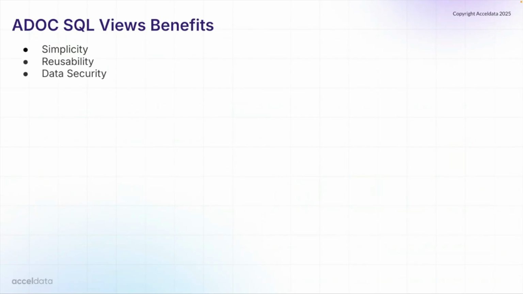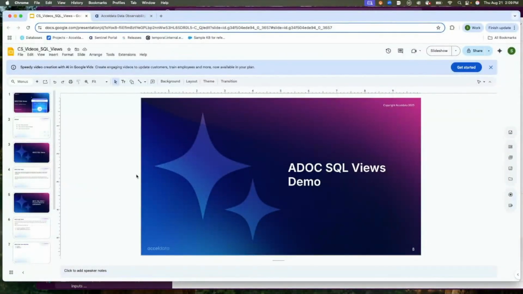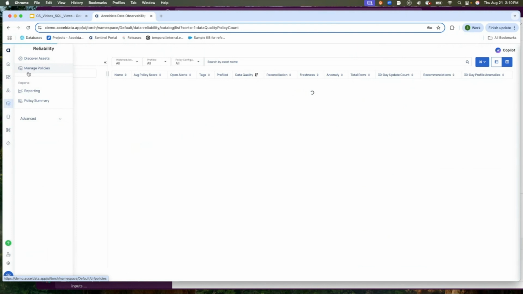ADOC. So basically, in summary, SQL views are a powerful tool for managing and analyzing data in a more efficient and organized manner, especially when dealing with complex queries or large data sets. So now let's log in into ADOC UI and we'll give a demo on how these ADOC views can be used and created. So to begin with, let's click on reliability, go to discover assets.